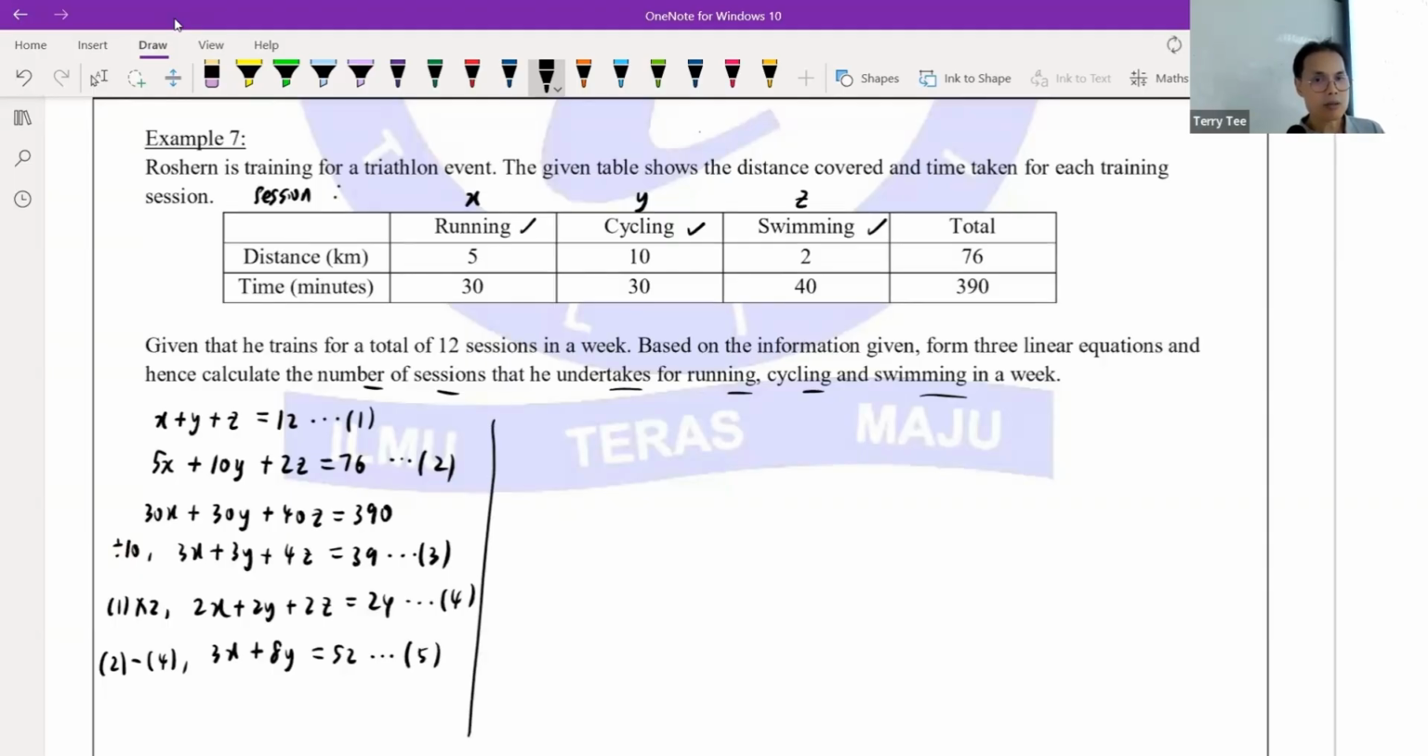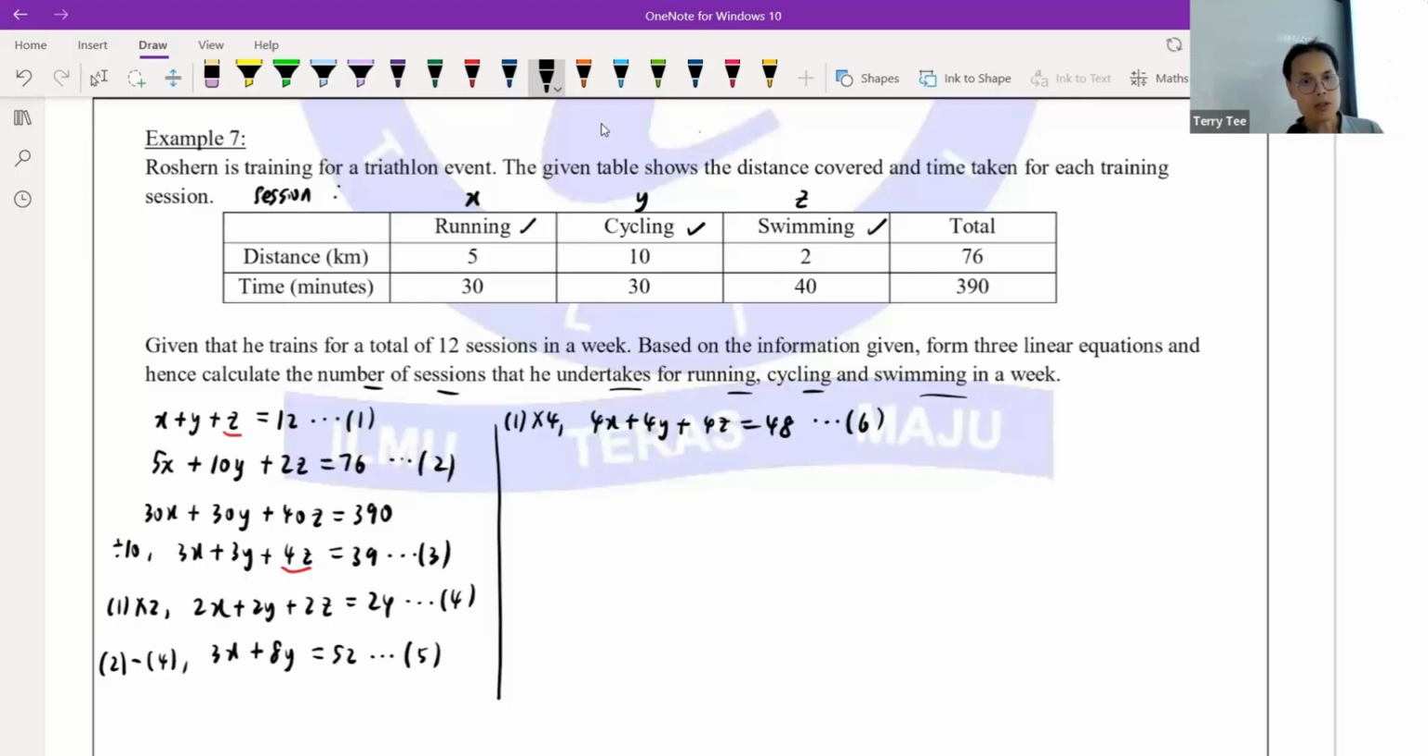Now, at the same time, I need to get rid of Z from the third equation here. This is 4Z, this is 1Z. So I will take equation 1, multiply by 4. I'll get 4X, 4Y, 4Z. Answer is 48. Call this equation number 6. Now, remember, I want to get rid of Z. So let's take equation 6 minus equation 3. So 4X minus 3X is 1X. 4Y minus 3Y is 1Y. 48 minus 39 is 9, right?